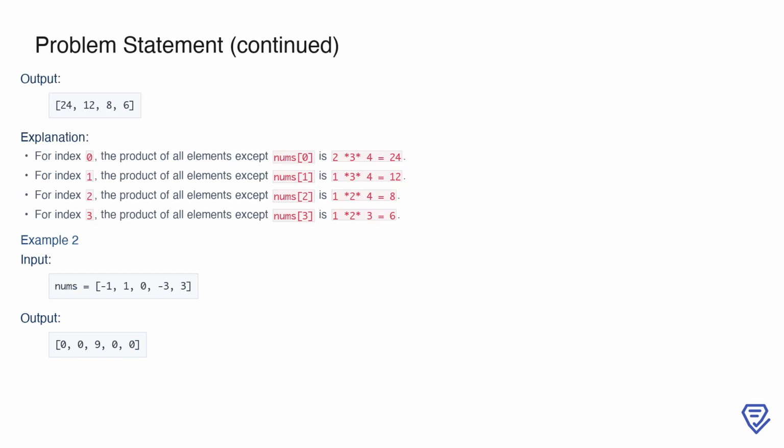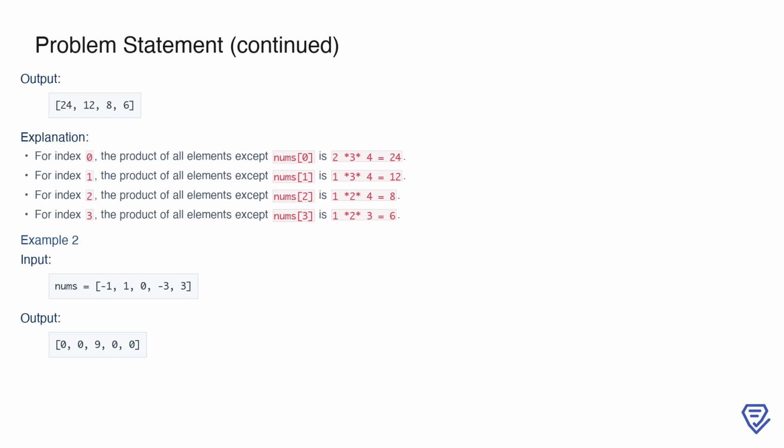Consider the first example. If the input array is nums equals [1, 2, 3, 4], the output array would be [24, 12, 8, 6]. Let's break this down. For index 0, we exclude the value nums[0], and calculate the product of the remaining elements, 2 * 3 * 4, which equals 24. For index 1, we exclude nums[1], and calculate 1 * 3 * 4, resulting in 12.